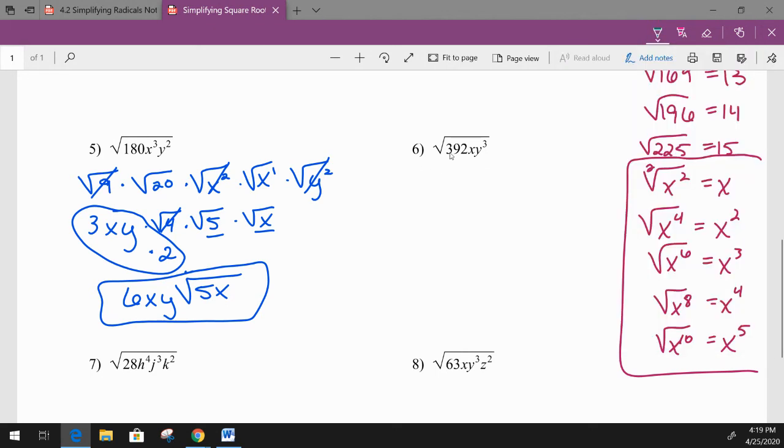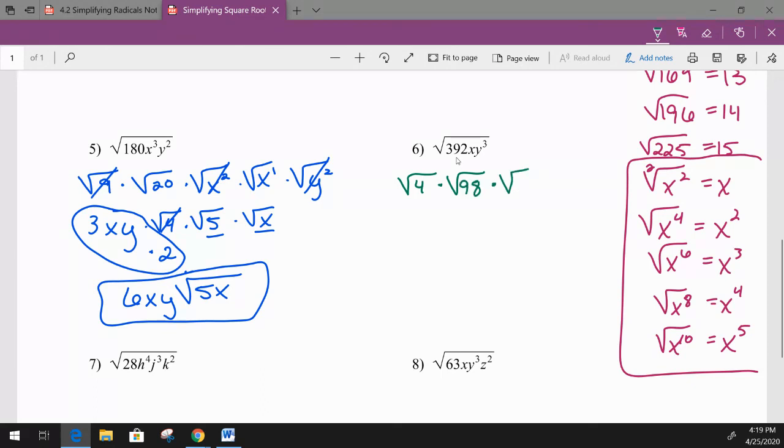All right, so again, 392 is a fairly large number. So instead of listing all the factors of 392, I'm going to start by dividing by 4. 4 is the smallest perfect square that we can use to factor or simplify square roots. All right, so 4 does go into 392. When you divide 392 by 4, you get 98.